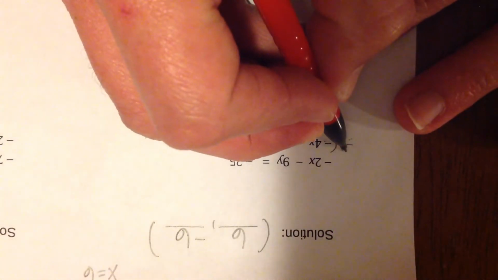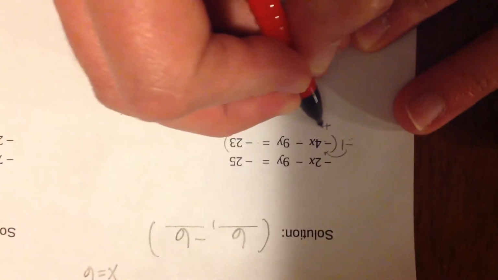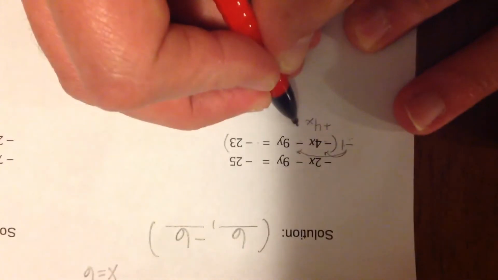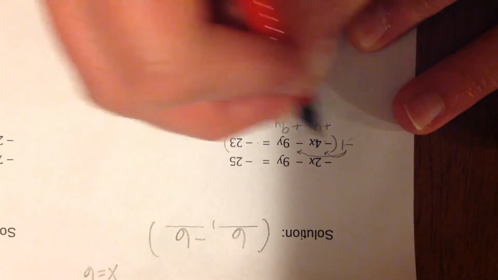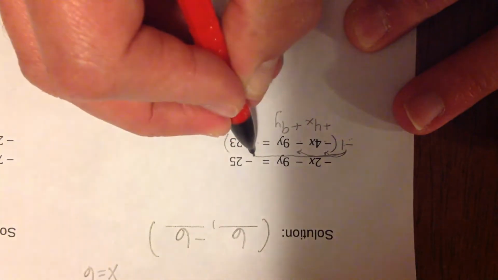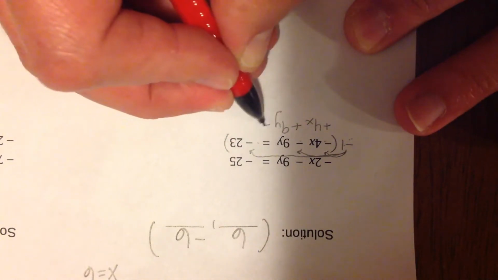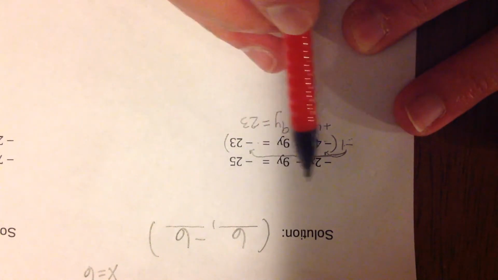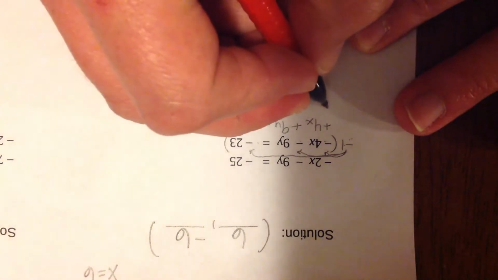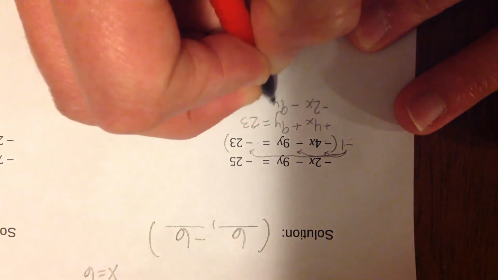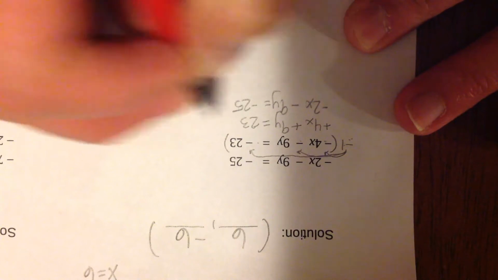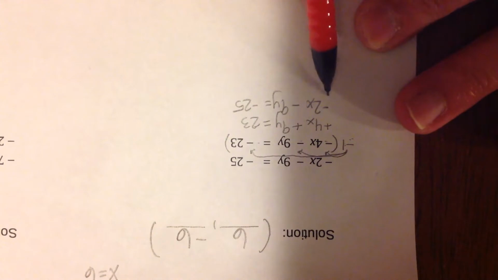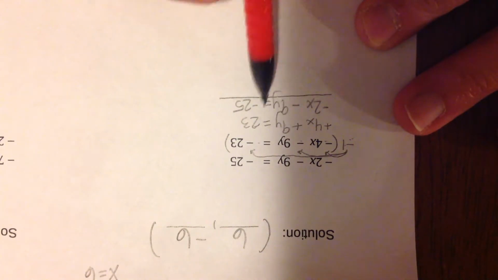So I have -1 times -4x, that's positive 4x. I have -1 times -9y, that's 9y. And I have -1 all the way over here times -23, that equals positive 23. Now I have this equation right here, along with my original equation, which I'll rewrite here: -2x minus 9y equals -25. Now we made opposites, 9y and -9y. I can just add them together, because these two are going to cancel.